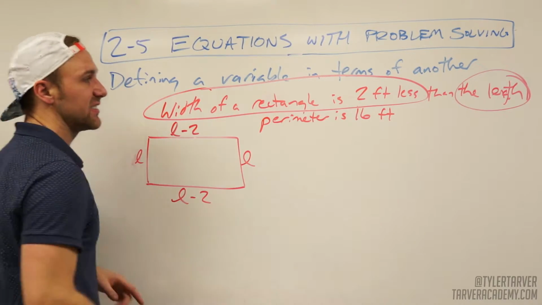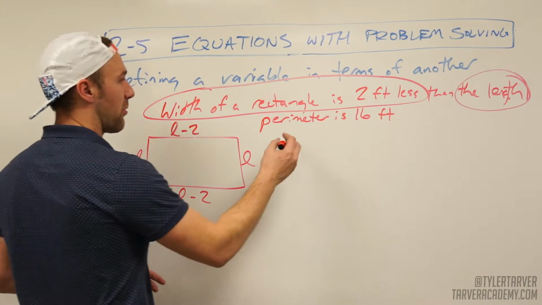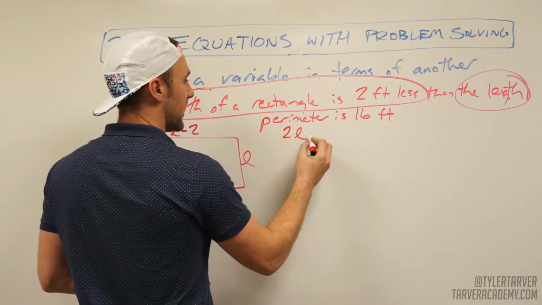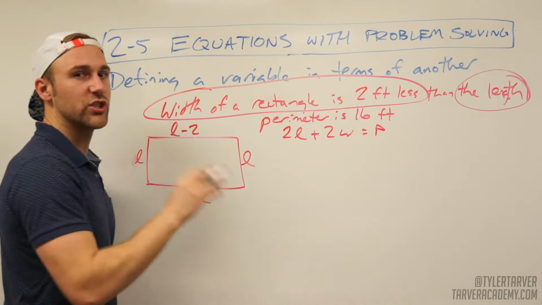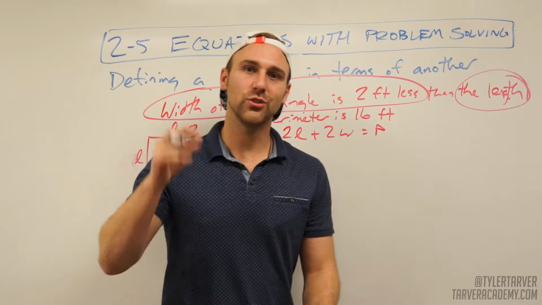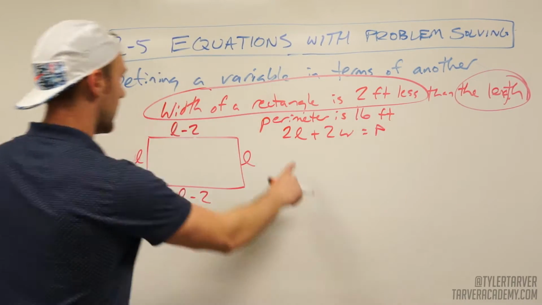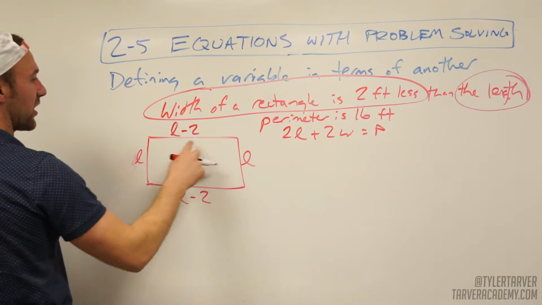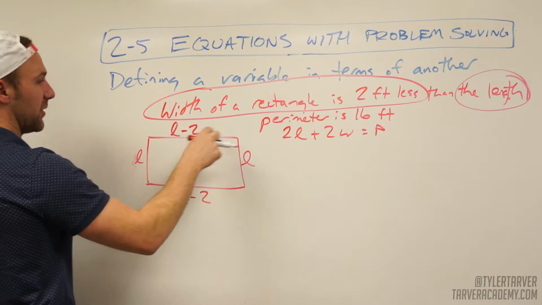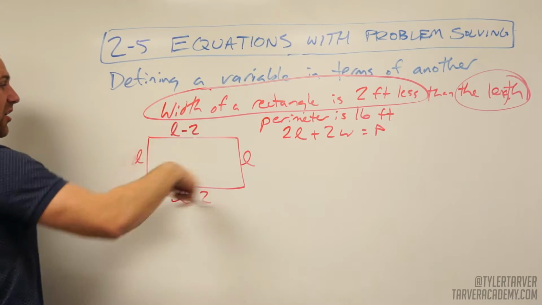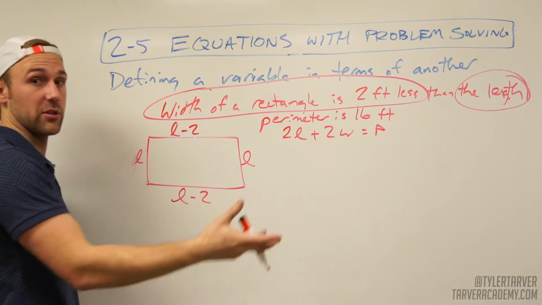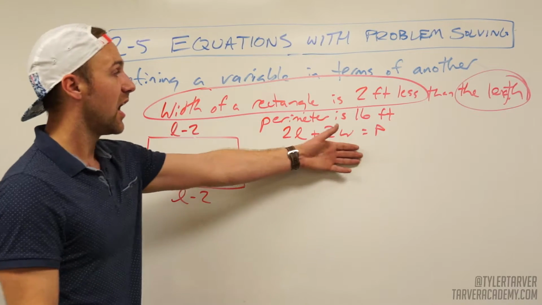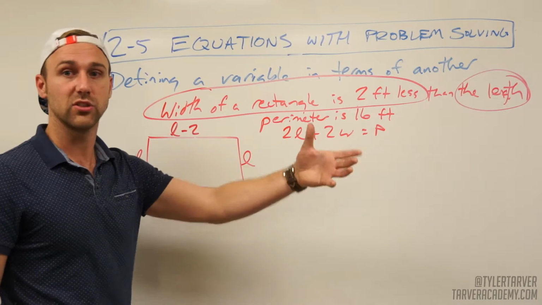The perimeter is 16 feet. What's the equation for perimeter? 2 times the length plus 2 times the width equals the perimeter. Plug in what you know to find what you don't know. Okay? I could, if I wanted, just do L plus L minus 2. I could just add all these up because the perimeter is all the way around. I could just do this plus this plus this plus this equals the perimeter. If you want, you can do that. I want to do it this way because I just want you to learn more.